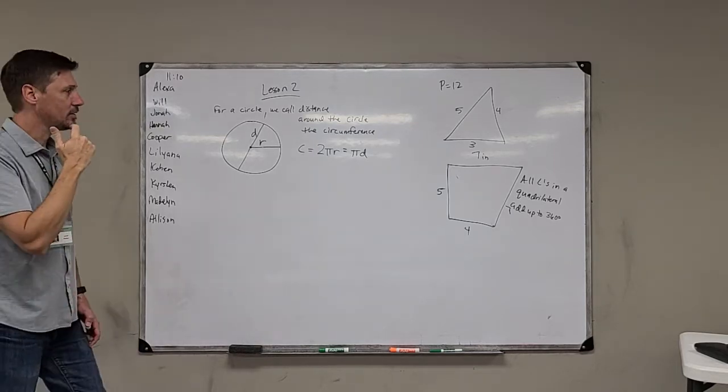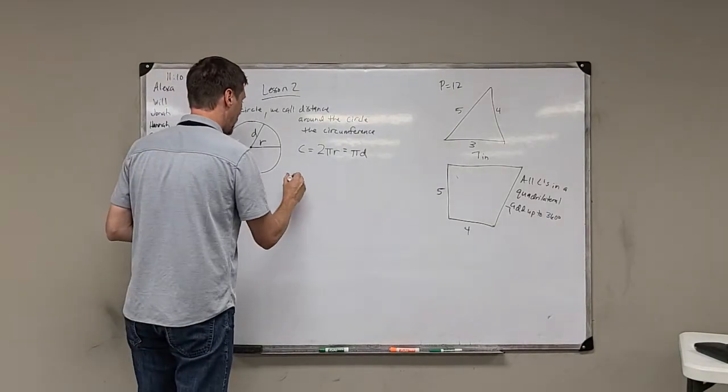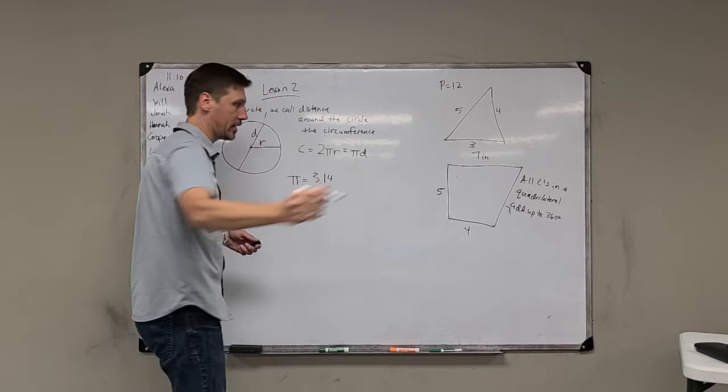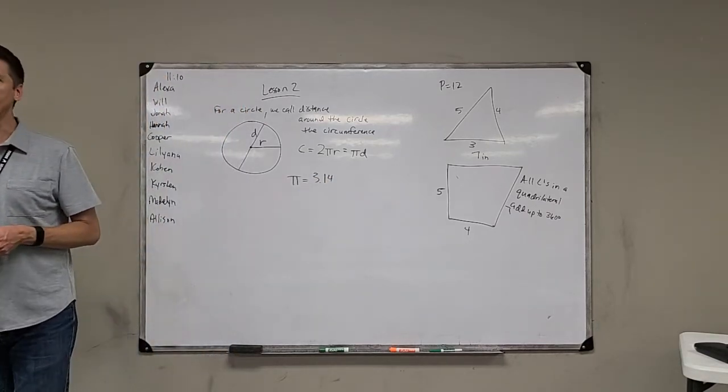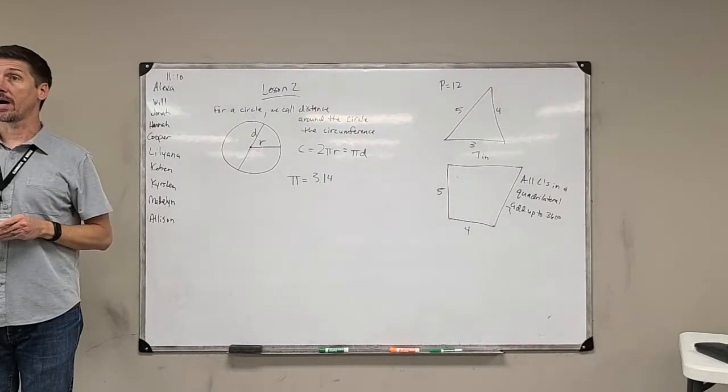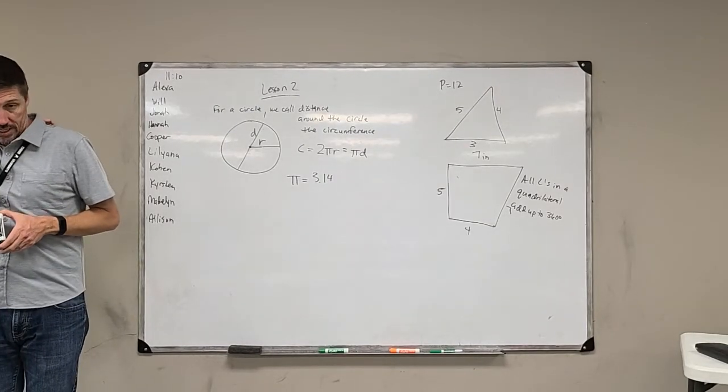So in this class, when we do pi, it's a really long and complicated number, 3.14, and it just keeps going, never repeats. But in this class, we're just going to use 3.14 for pi. All right, so you don't have to get any more complicated than that.